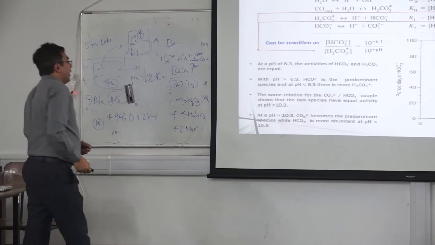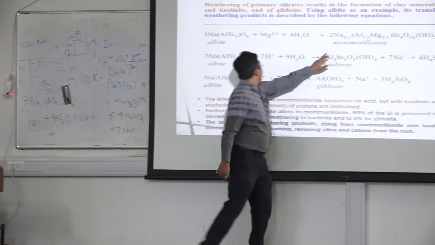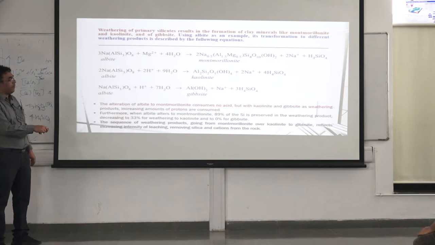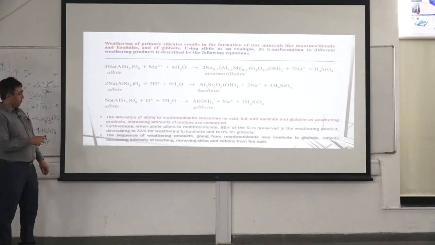Okay. So then, I have already told you that albite gives montmorillonite, albite gives kaolinite, and albite gives gibbsite. So this is a congruent weathering because all the silica is gone. And so this is a complete weathering, and of course montmorillonite can give kaolinite, kaolinite can give gibbsite. That can also occur. It's not that only albite will give you this.